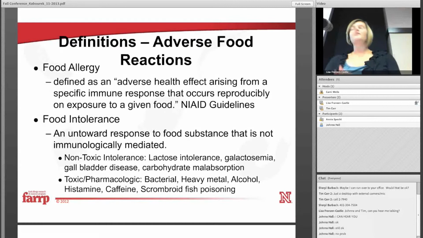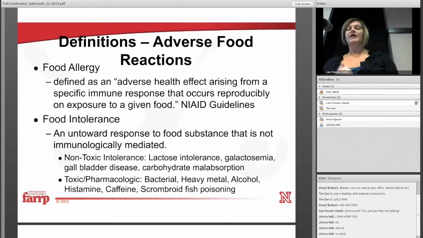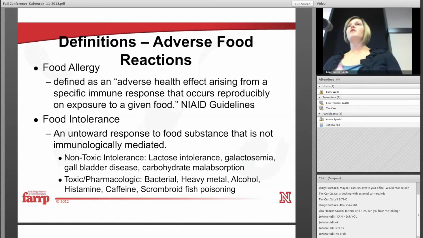So a food allergy has only recently been officially defined. The NIH and a lot of medical bodies came up with the definition as an adverse health effect arising from a specific immune response that occurs reproducibly on exposure to a given food. So the key point is it is involving the immune system all the time. Every time that food is consumed, the immune system kicks in. And it occurs reproducibly.